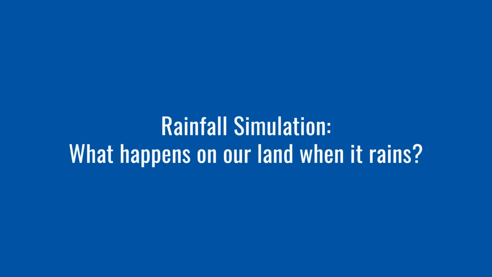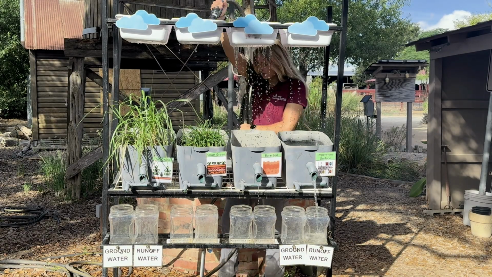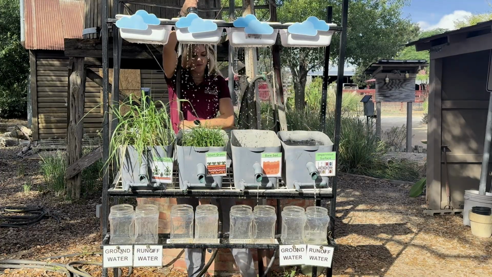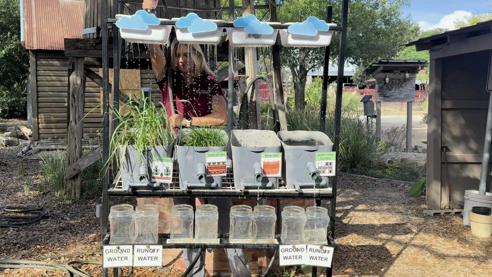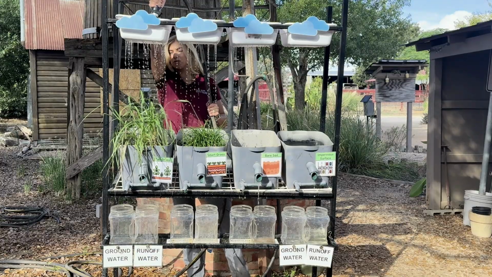So what happens when it rains, and where does that water go? Well, that depends on how we manage the land. Let's check it out. To get a visual on this, we're going to look at a rainfall simulation. The hose water will go through the white buckets with holes on them and fall on one of 4 land types that we have represented here.